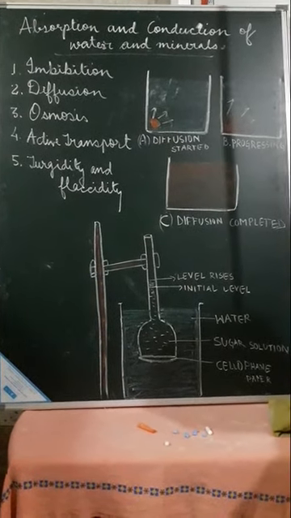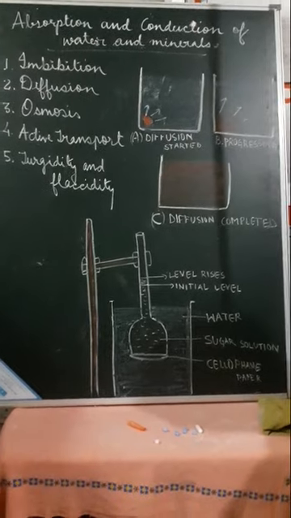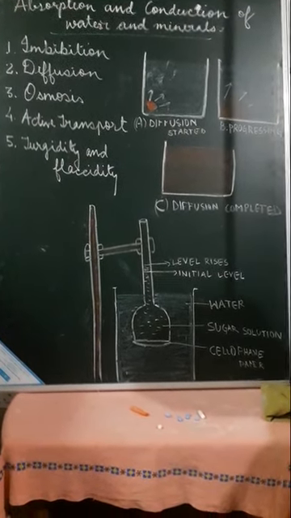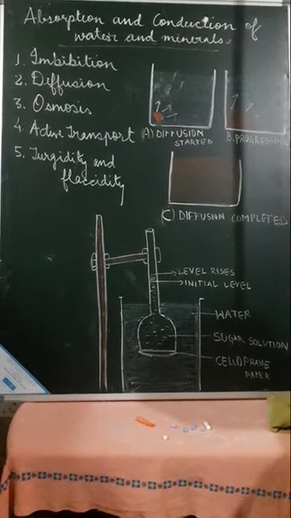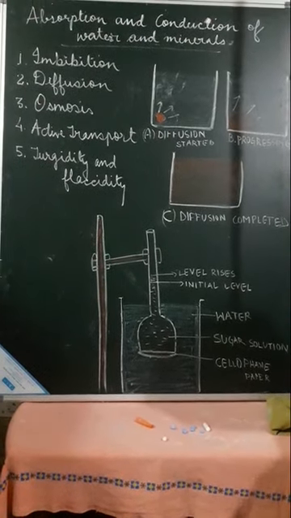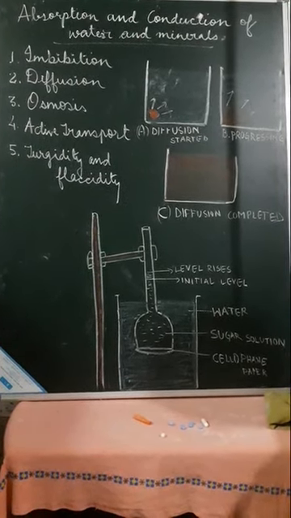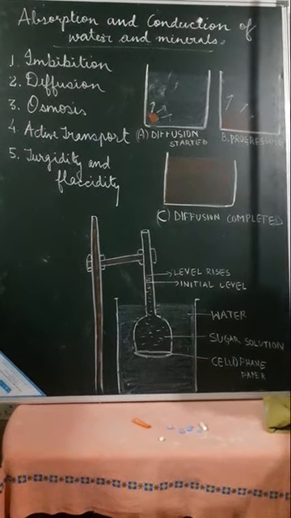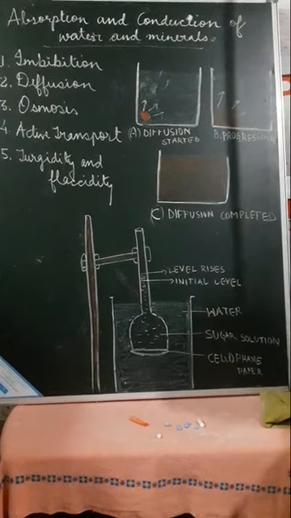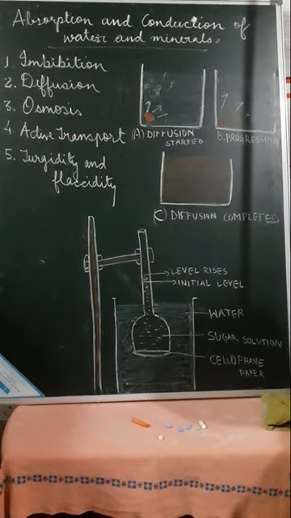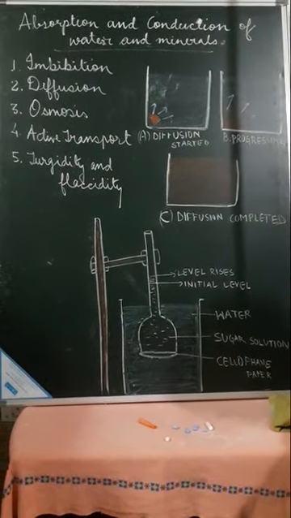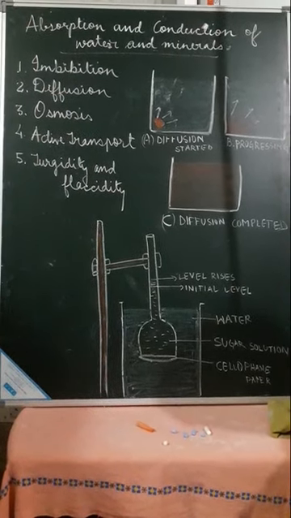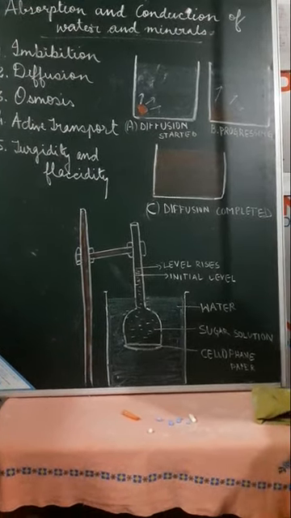Please mark there. So once again, imbibition is a phenomenon by which living or dead plant cells absorb water by surface attraction and swell up. Substances which are made up of cellulose have great affinity with water. That's why they absorb water or moisture and they swell up.